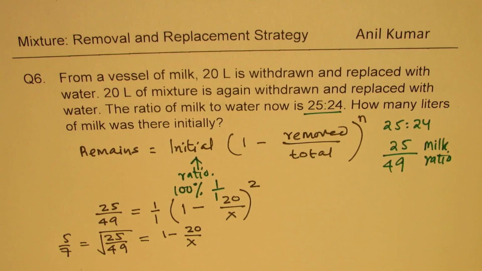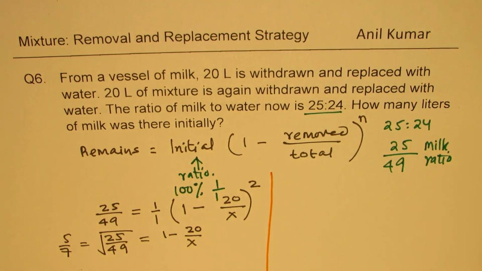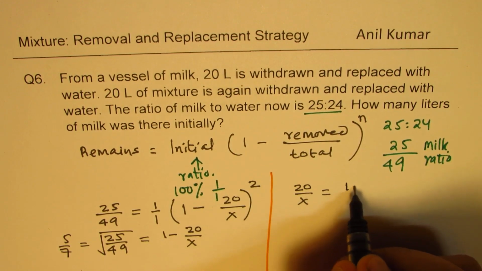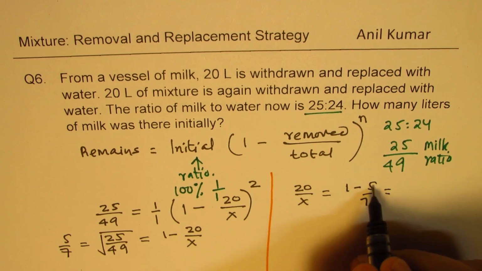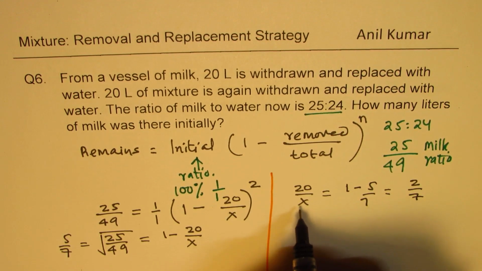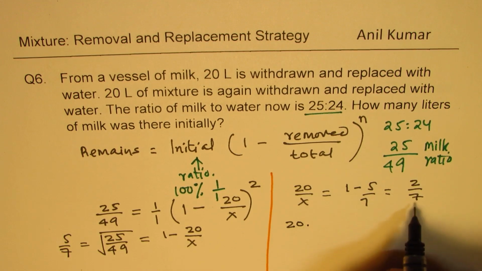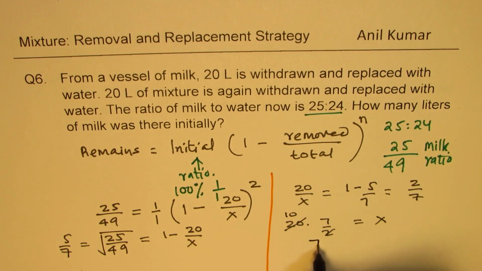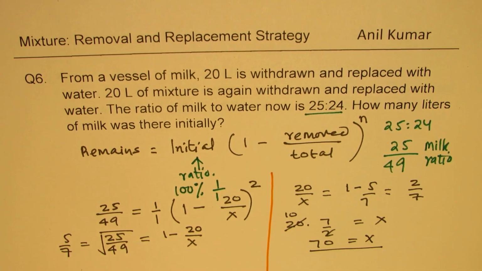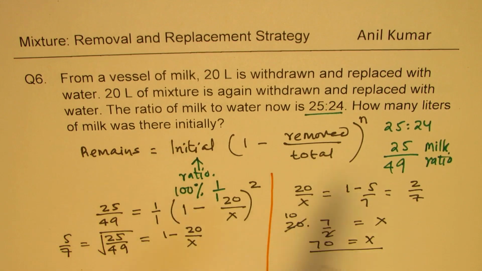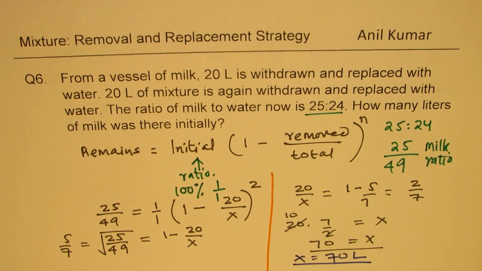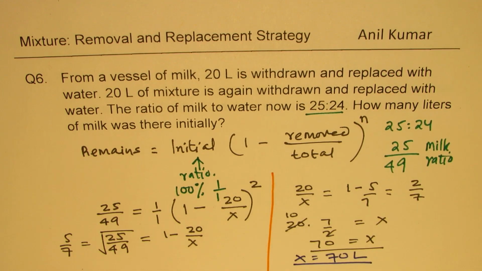So now we can calculate the answer. So we get what? We get 20 over x equals 1 minus 5 over 7, which is 7 minus 5 is 2, 2 over 7, right? So we can get x with cross multiplication. So we get 7 over 2 equals x, right? So that goes 10 times. So we get 70 equals x as our answer. So we started with the initial amount of 70 liters, right? So our answer is x equals 70 liters. That is the initial amount. So I hope the steps are absolutely clear, right?